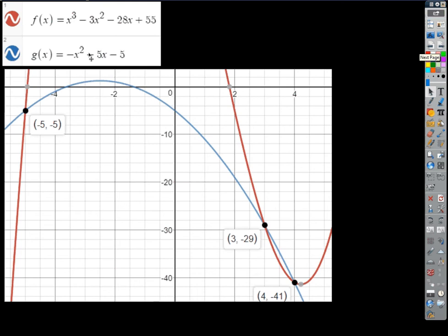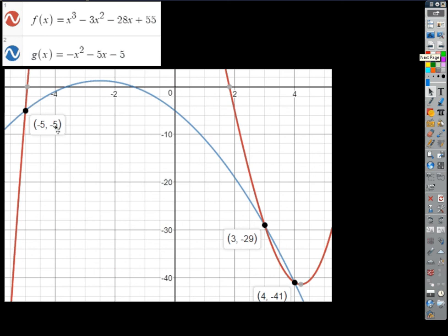Well, notice that there's 3 places where they intersect, at (5, -5), (-5, -5), (3, -29), and (4, -41). So if I were to plug in negative 5 for x in the red equation, what am I going to get back? Negative 5. If I plug negative 5 into the blue equation, what am I going to get back? Negative 5, right?